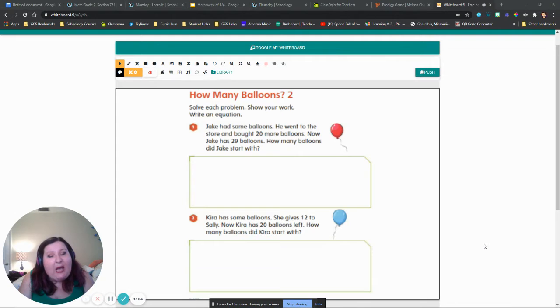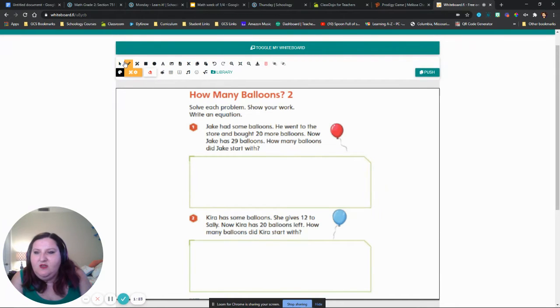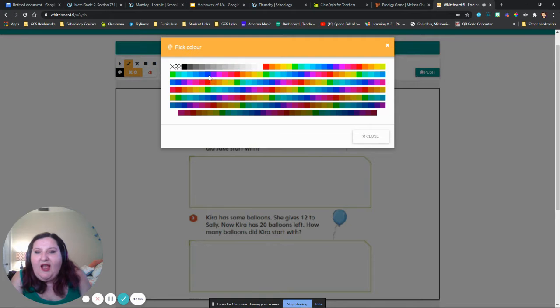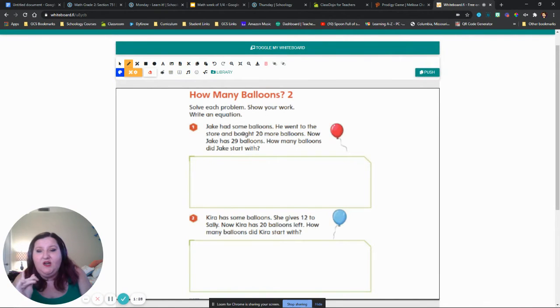Jake had some balloons. He went to the store and bought 20 more balloons. Now Jake has 29 balloons. How many balloons did Jake start off with? All right, so there are some keywords here that I want you to pay very close attention to. I'm going to grab my pen tool here, and we're going to look at some of these very important words. Jake had some balloons. Some balloons. We do not know how many.